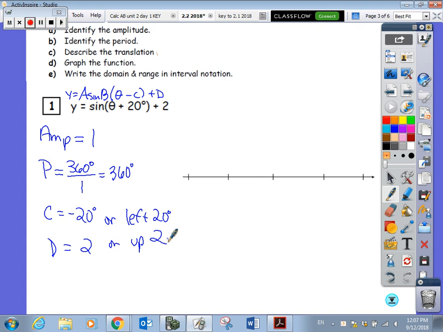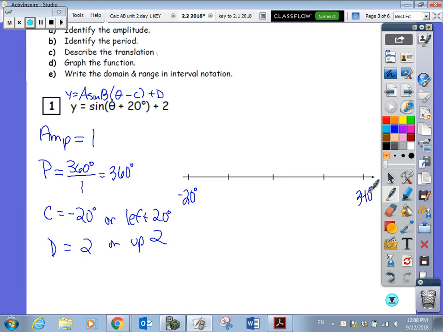Yesterday we always started at 0, but we're not starting at 0. We move to the left 20. So we start at negative 20 degrees. And then we go the distance of the period. So we start at negative 20 and we add 360, which takes us to 340 degrees. Yesterday we started at 0 and we added 360, so that's why this number was the period yesterday. But now we're not starting at 0, so it's not going to always be the end. Sometimes it will still be, but it doesn't have to be.